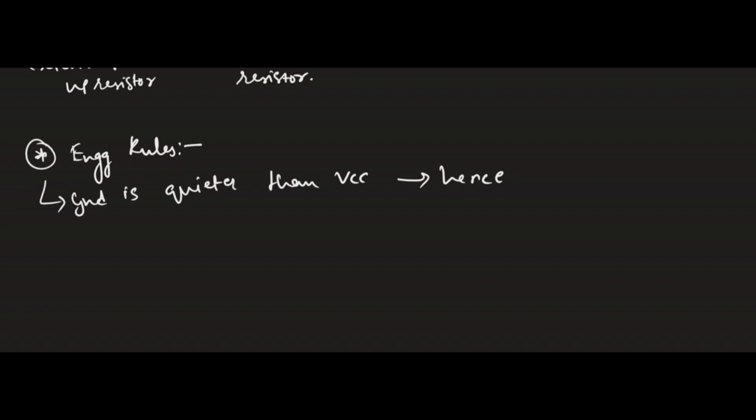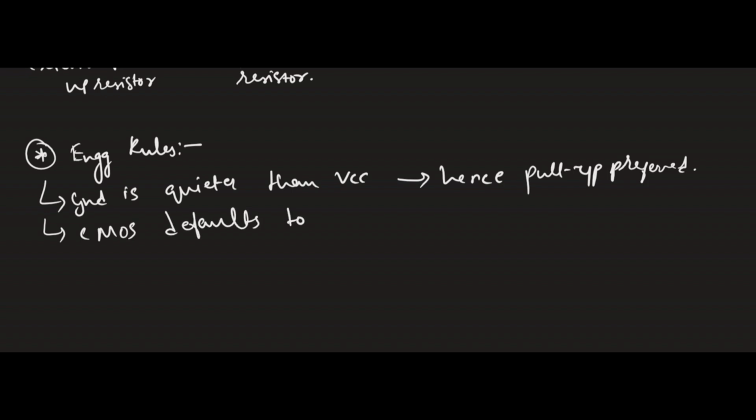Hence, we can say pull-up resistors are preferred. So a simple question they might ask you is, why is pull-up resistor preferred over pull-down resistor? Then you can say ground is quieter than VCC, hence pull-up resistors are preferred. Then the next is CMOS defaults to high easily. That is also a plus point for preferring pull-up resistors.